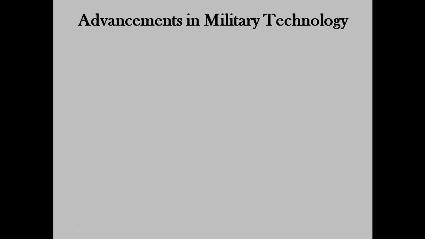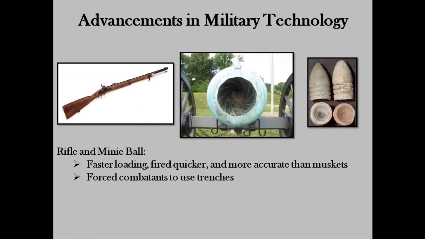Let's close the show by looking at advancements in technology and their impact on the war. Guns were much more effective during the Civil War. Rifles could be loaded faster, fired quicker, and were much more accurate than smoothbore muskets. If you look inside the cannon in the center, you see the grooves or rifling that spins the projectile, making it much more accurate. During the Civil War, a good shot could get off only 4 shots in a minute.